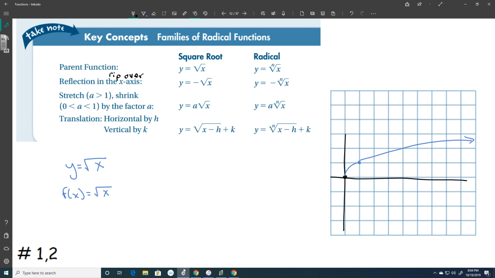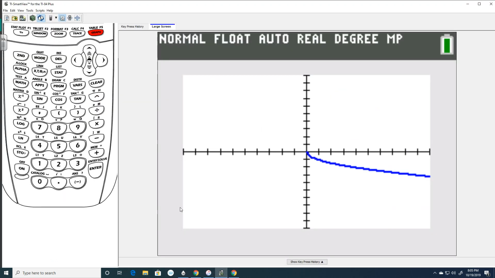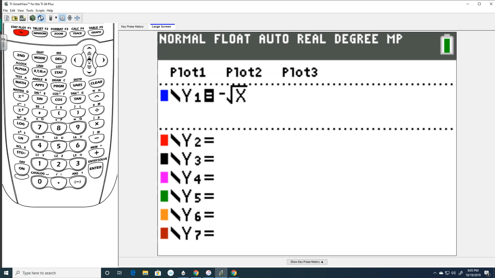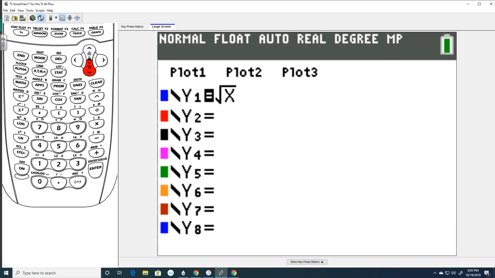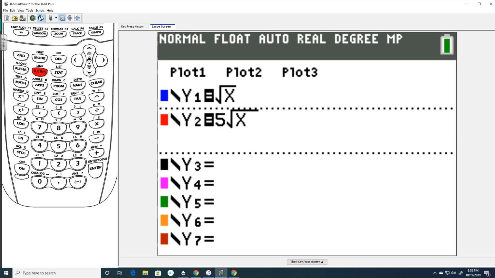If there is an a being multiplied in front, now be careful, not a little number up in the square root. If there is a big A in front, it's either going to stretch it or shrink it, just like the absolute value. So on my graph here, we're going to go back. We're going to change this to a normal one. And what I'm going to do, I'm going to make this red graph. Oops, we don't want to do that yet. Let's, out in front, let's put a 5. And then I'm going to put the square root of x. And that's going to be my red graph.